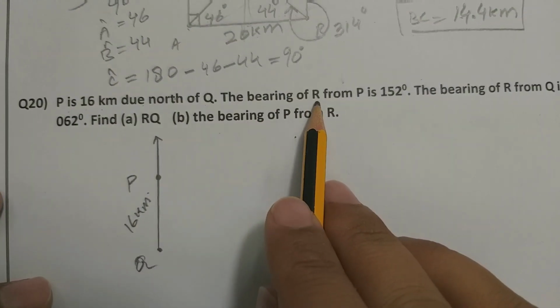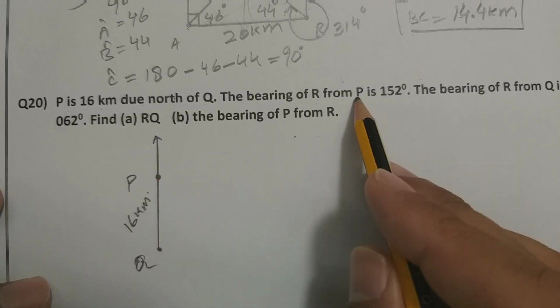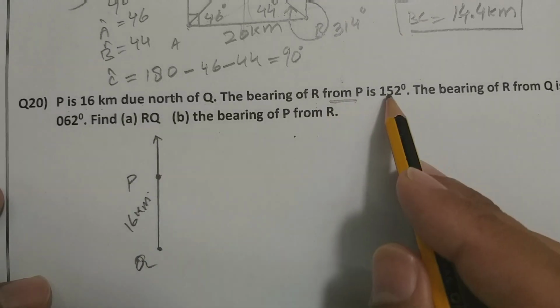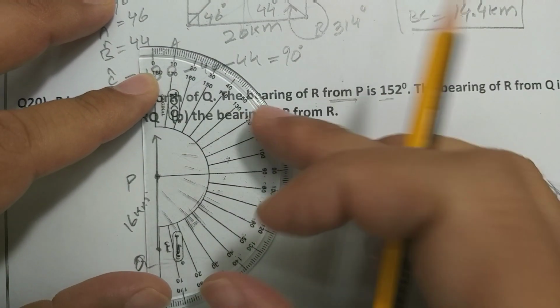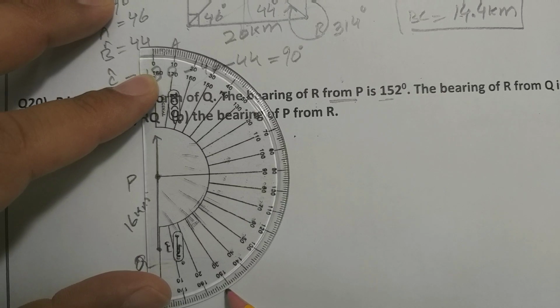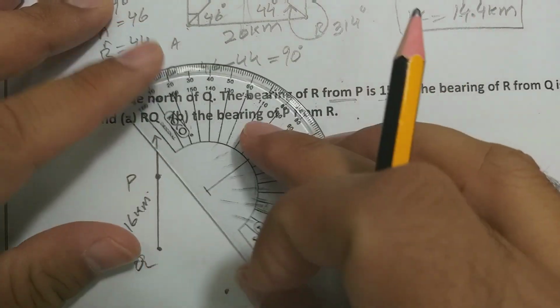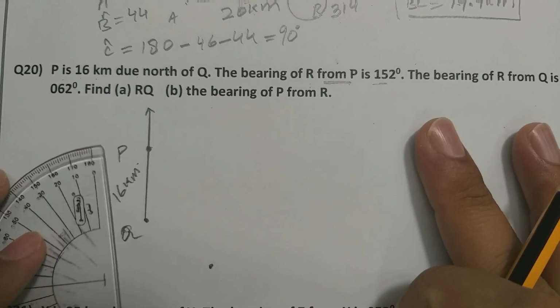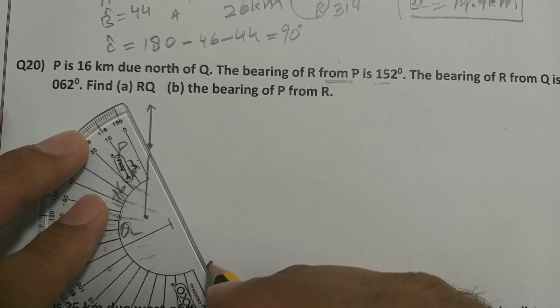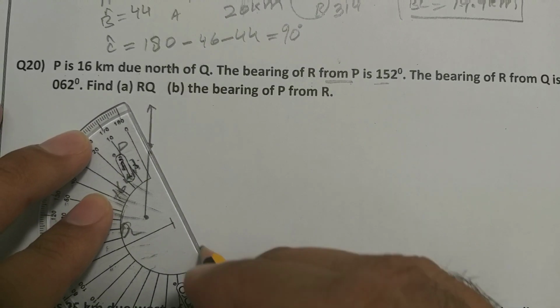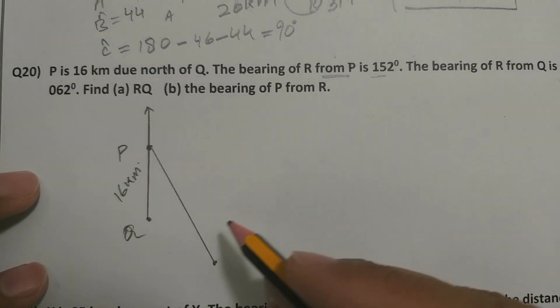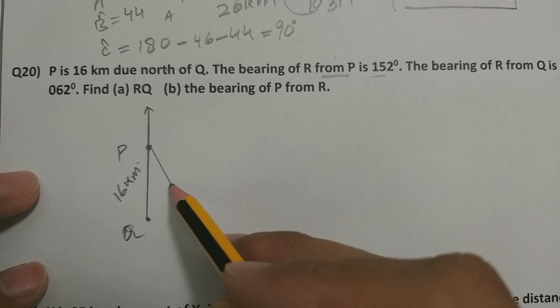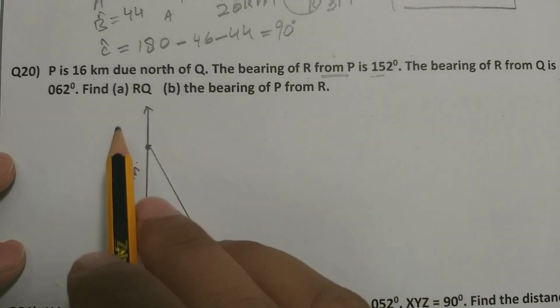The bearing of R from P: this is P, the starting point, and R is 152. So this is the starting point, 152 somewhere here, because this is 150, this is 152. So join these two points. Let's suppose these are the points. Okay, now R is somewhere here. We will see that after this.